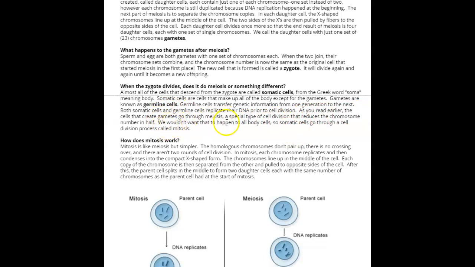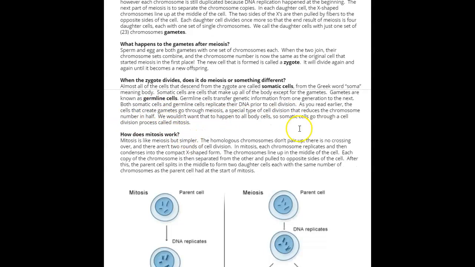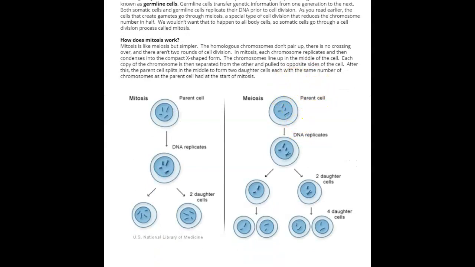We wouldn't want that to happen to all body cells, so somatic cells go through a cell division process called mitosis. How does mitosis work? Mitosis is like meiosis but simpler. The homologous chromosomes don't pair up. There is no crossing over, and there aren't 2 rounds of cell division. In mitosis, each chromosome replicates and then condenses into the compact X-shaped form.